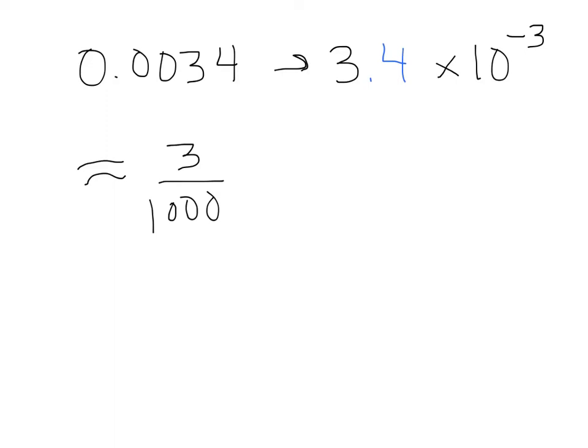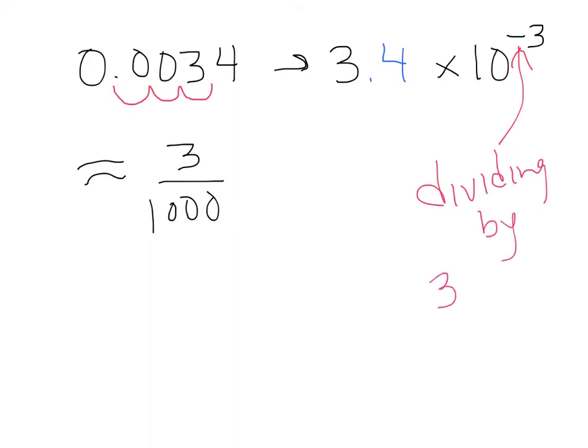Another way to think about this in terms of getting efficient at writing this is to say, how much did I have to move the decimal over? Well, I moved it over 3 decimal places, which means I had to divide by 3 tens. So the negative 3 in the exponent is simply telling you that you're dividing by 3 tens rather than multiplying by 3 tens.